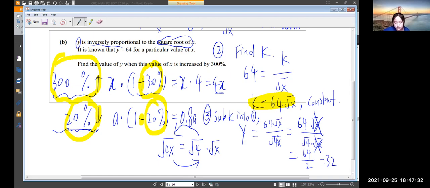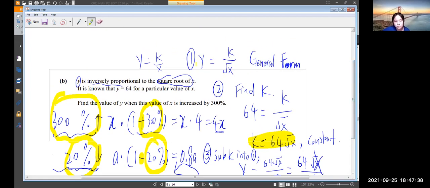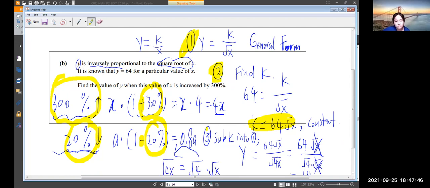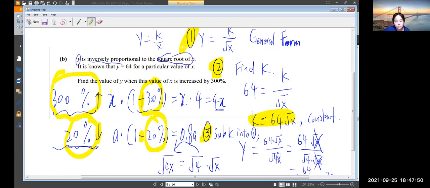Okay, good. So that means what you need to do, always remember the 3 steps. Step 1, general formula. Step 2, find K. Step 3, sub the K into 1. And then of course, once you sub the K into 1, you need to understand this kind of statement, increase by 30%, increase to 50, that kind of thing.